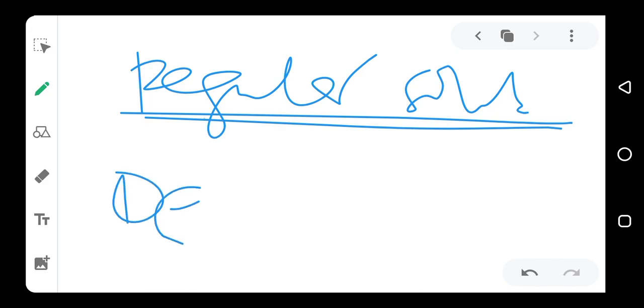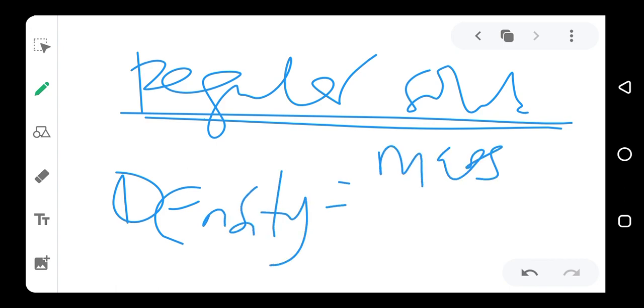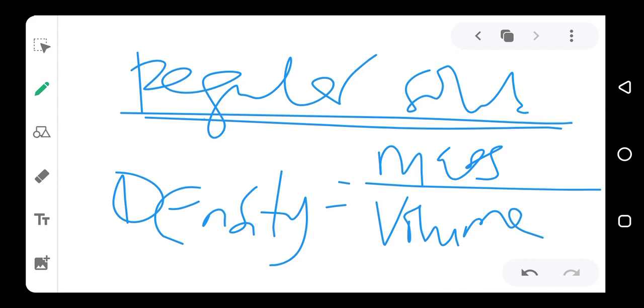So the density of a regular solid is equal to the mass, gotten by weighing it directly on a weighing balance, over the volume, which we get by calculating from the dimensions of the regular solid. So this is how to get the density of a regular solid. For example, in an exam, they may give us a question that looks like this.